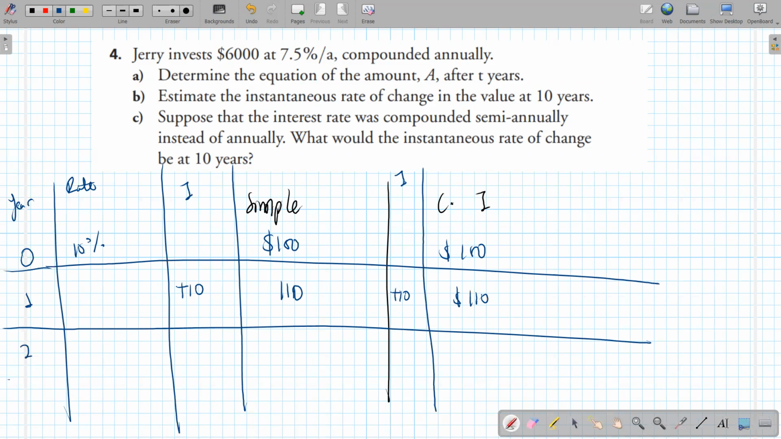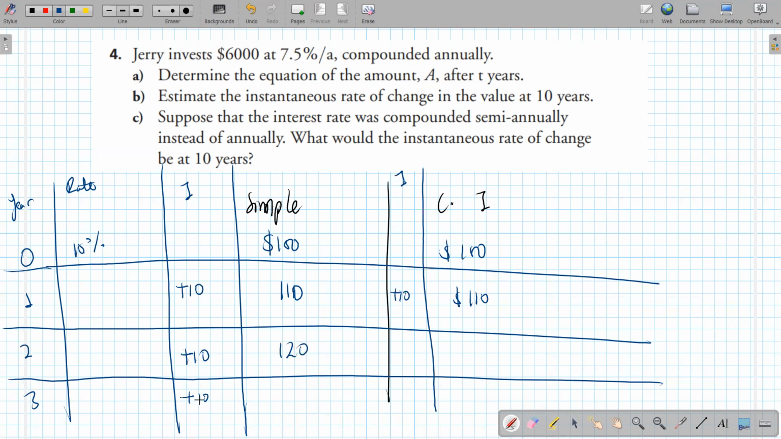For your second year, for simple interest, that's still going to be a $10 boost. For a third year, it's still going to be a $10 boost. So after the second year, your bank balance would be 120. After the third year, your bank balance would be 130. That's called simple interest.